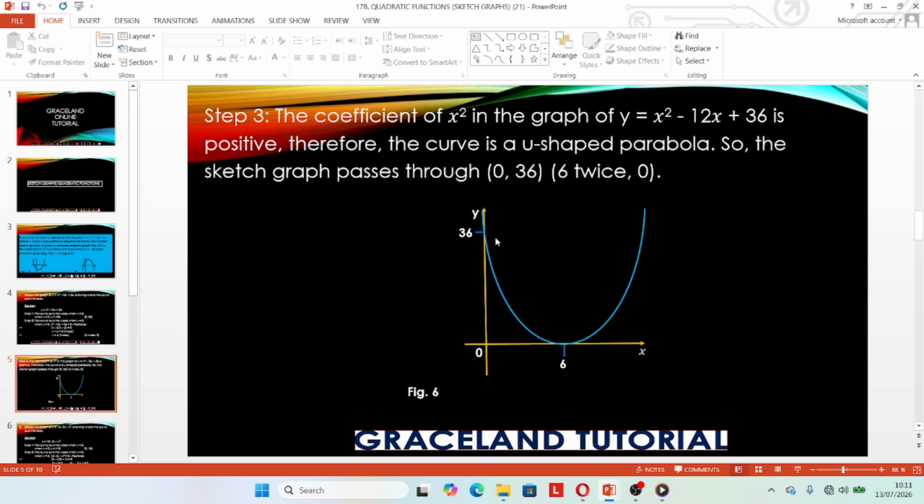Now, this is the graph. You can see, look at the graph, a U shape, because the coefficient of x squared is positive. So, it cuts the y-axis at 36. And then the same curve cuts the x-axis at 6.